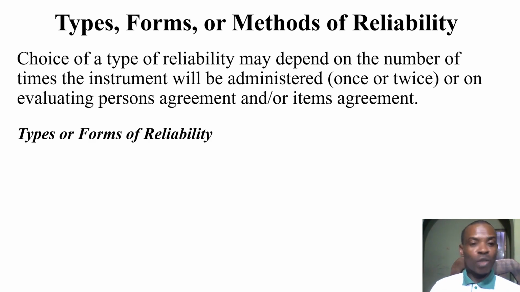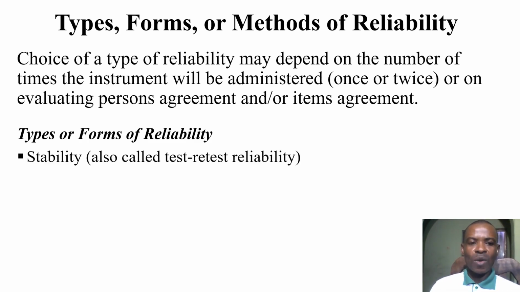The choice of a type of reliability can also depend on whether you are evaluating the person's agreement, that is the individual's agreement, or the item's agreement. So having seen that the choice of a type of reliability depends on the number of administrations and the agreement you're evaluating, whether as per the persons or the items, we have different types of reliability.